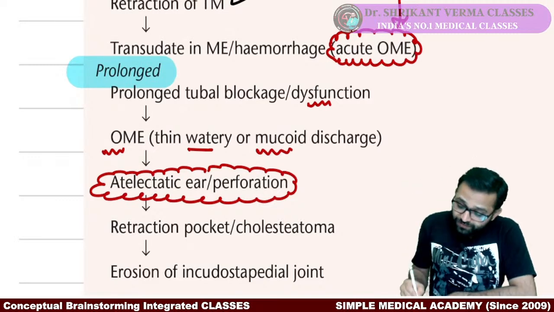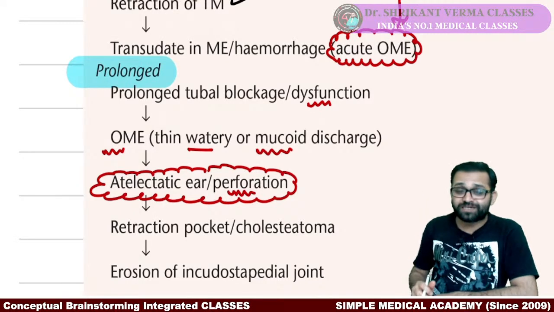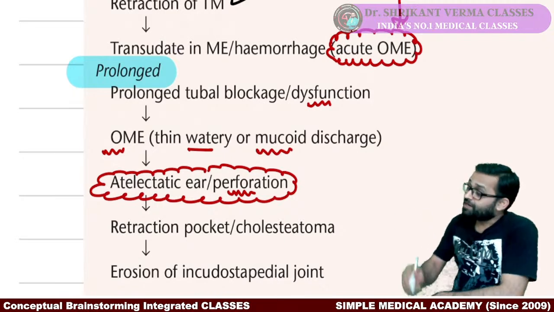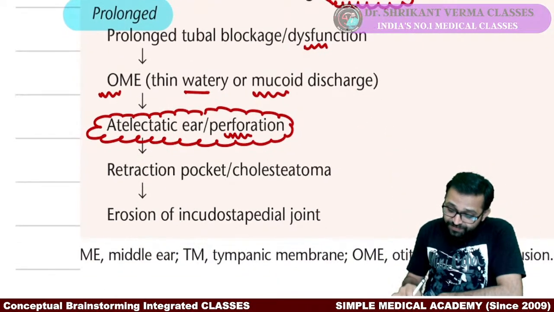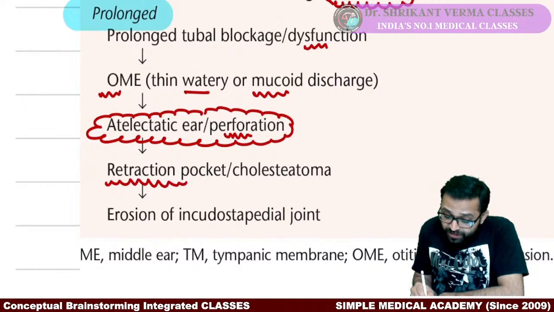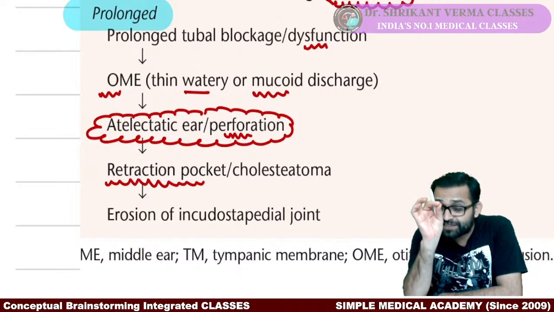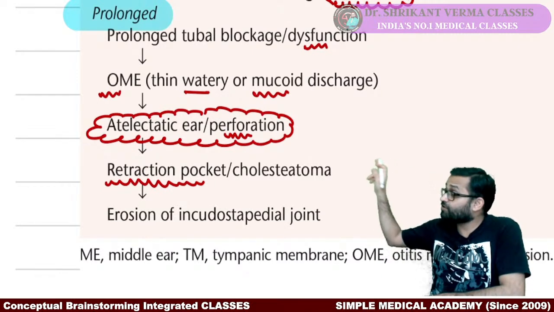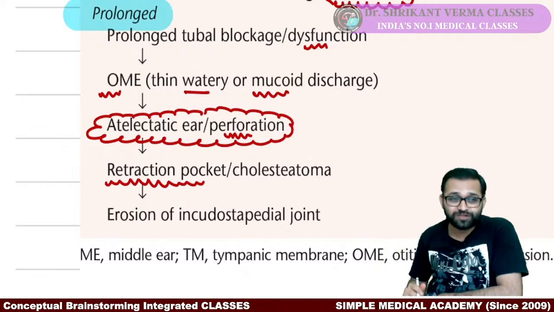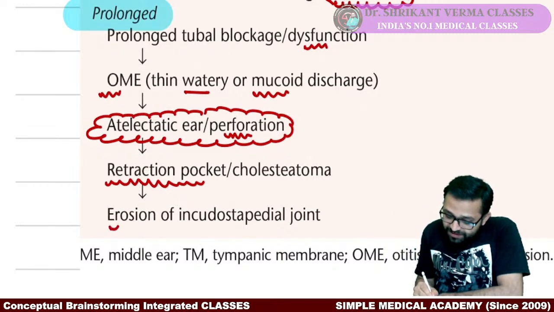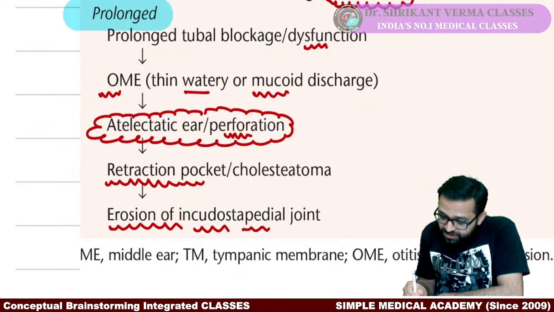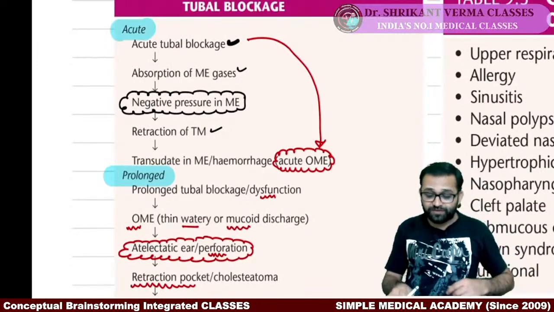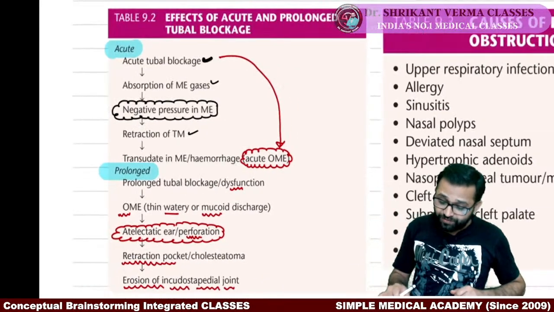Now it will lead to excessive pressure over the tympanic membrane. The tympanic membrane will be pulled very strongly inward, so there are chances of a hole forming in it. You will get tympanic membrane perforation. Then a retraction pocket is formed, and in this retraction pocket there is deposition of keratin granules, which can cause cholesteatoma, which is a very important chapter. Ultimately it leads to erosion of the incudostapedial joint. It will affect the incudostapedial joint also. So these are our different points regarding blockage.